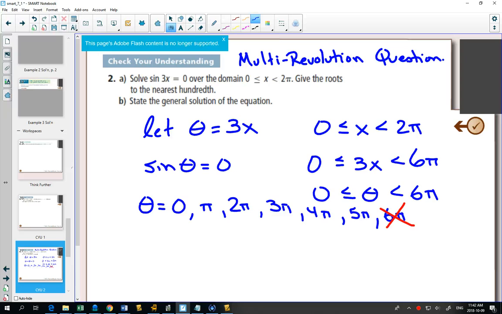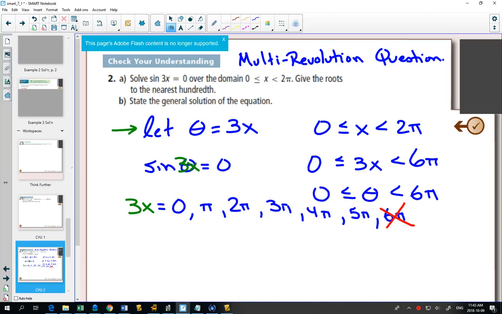Now, I introduced theta right now. For most of you, after you do these questions a couple of times, you won't take this first step. You won't include that. You'll just write 3x here instead and keep it as 3x, and you won't write theta. It is okay if you want the theta there.